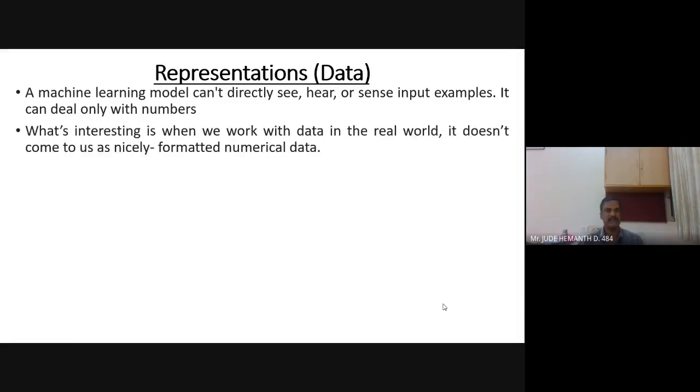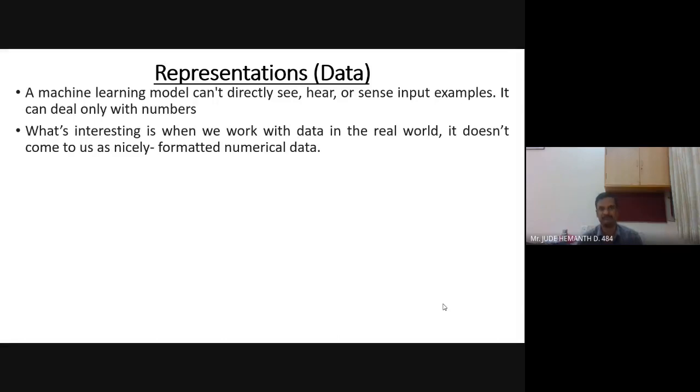So immediately you have a duty. You need to convert all the data in the real-time situation to a numerical form for the machine to understand. This is where mathematics plays a major role. Without mathematics, you cannot convert real-time analog data into a numerical form. Again, the problem is that when we work with data in the real world, it doesn't come to us as nicely formatted numerical data. It is going to be chaotic data.